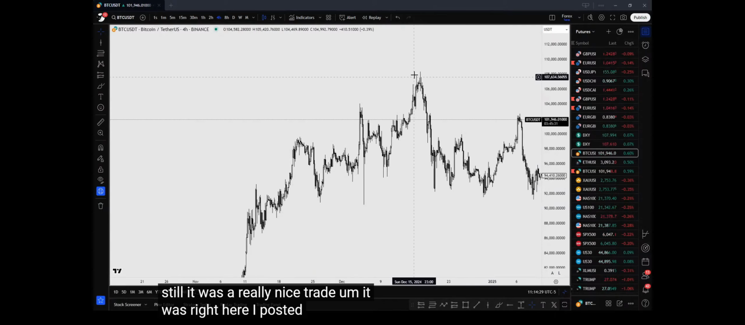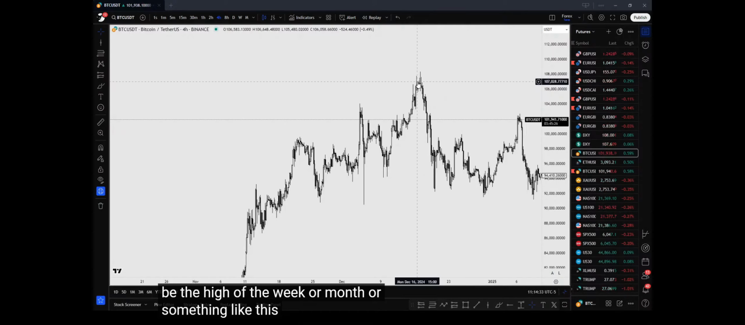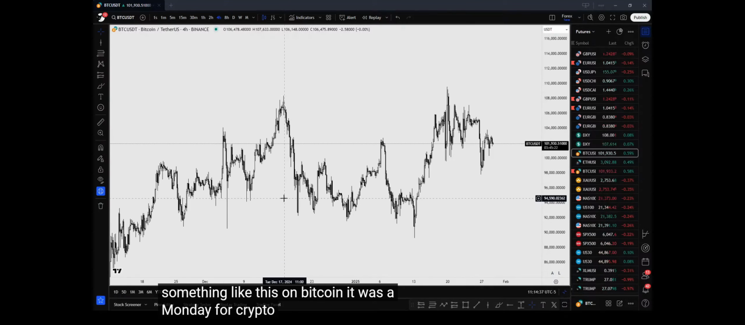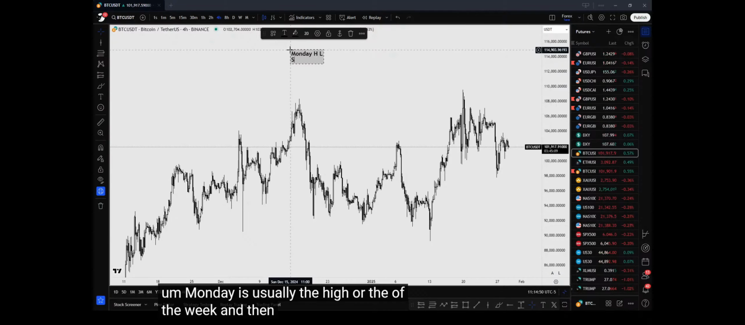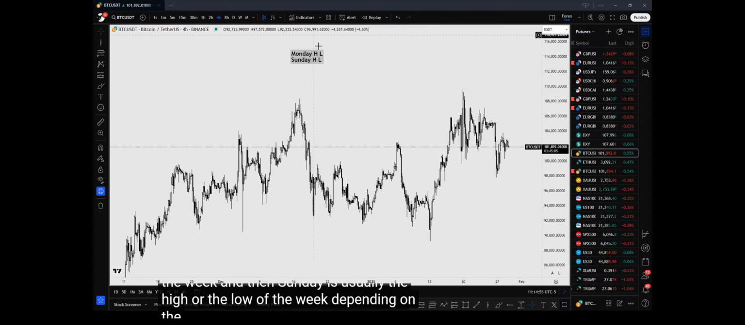It was right here. I posted that this will be the high of the week or month or something like this. On Bitcoin, it was a Monday. For crypto, the way that the weekly profile works is that Monday is usually the high or the low of the week, and then Sunday is usually the high or the low of the week, depending on the weekly candle.